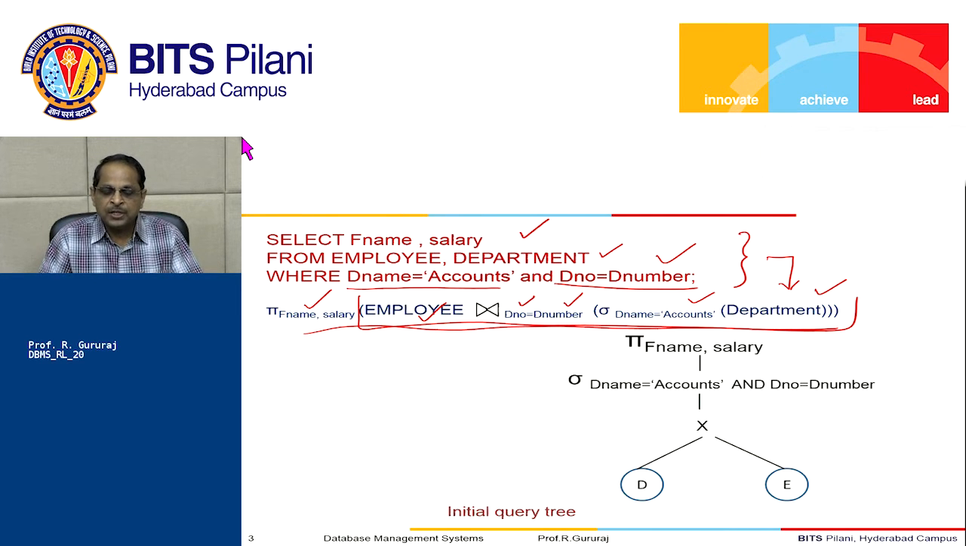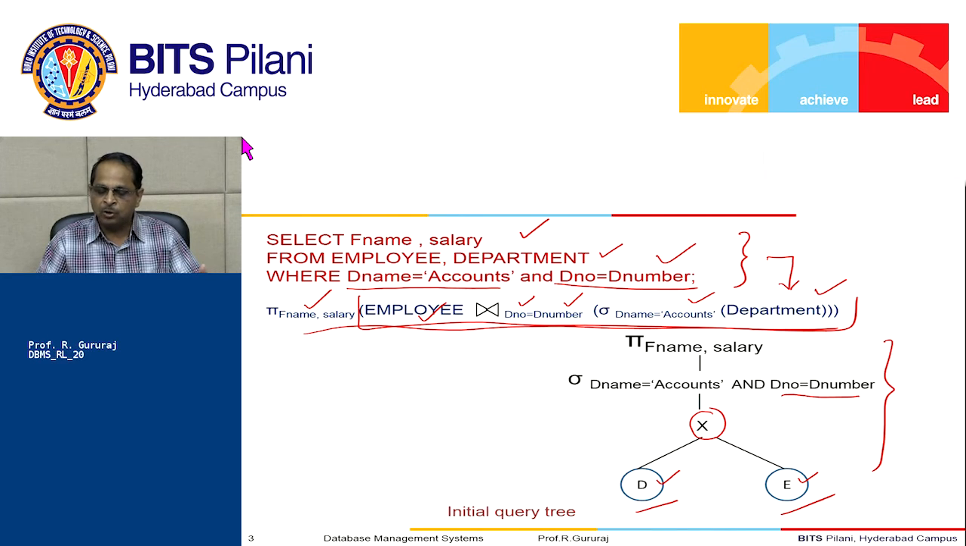And when this algebraic expression is given, automatically it is represented in the form of a query tree. The initial query tree that is generated by the system looks like this, where at the leaf level we have the relations that are involved in the expression. For the sake of brevity, the department table is represented as D and the employee table as E. The very basic operation performed on this is the Cartesian product, where every tuple in department is joined with every tuple in the employee table. From that, I pick up only those tuples where the DNO value is the same as the D number value.